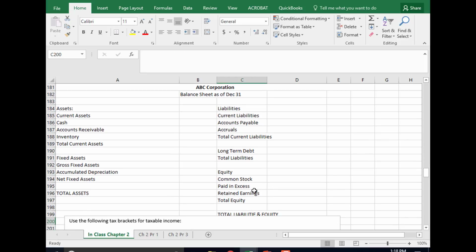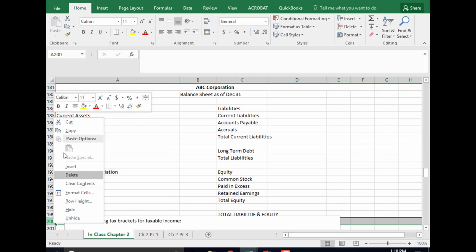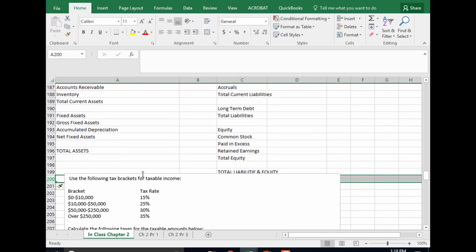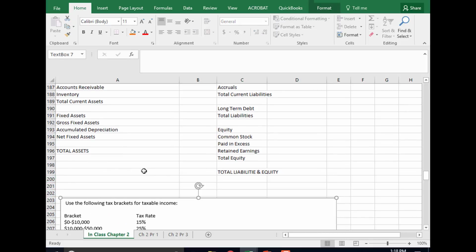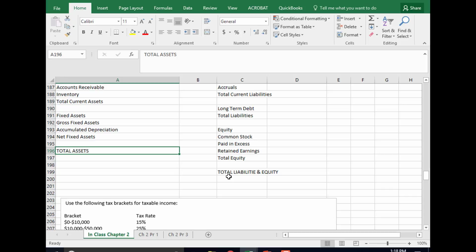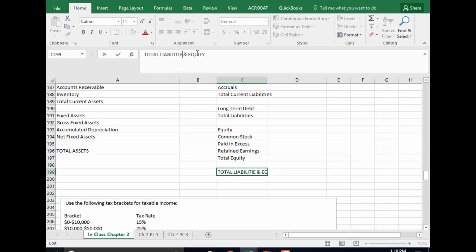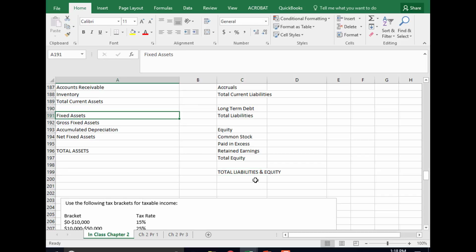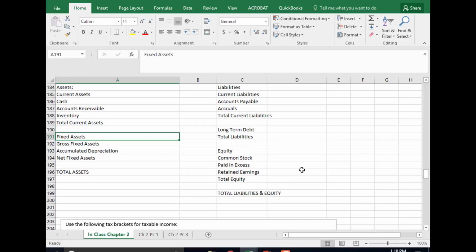And remember that these two sides of the balance sheet will balance. So what does that mean? That means that our total assets will equal our total liabilities and equity together. So that is our accounting equation, and that will always be true of our financial statements.